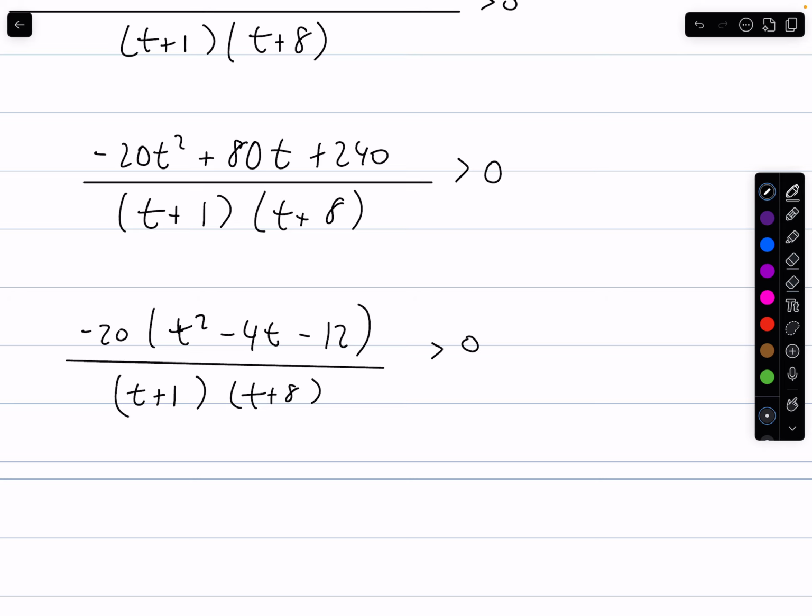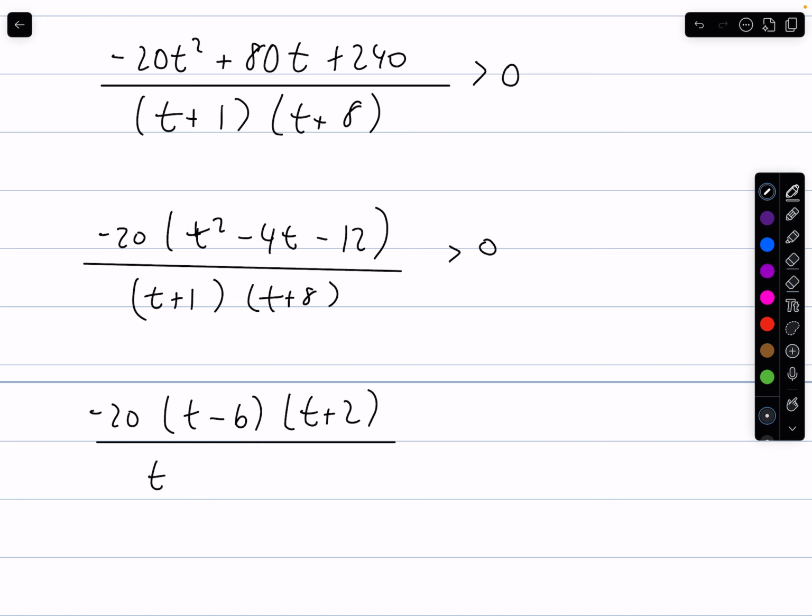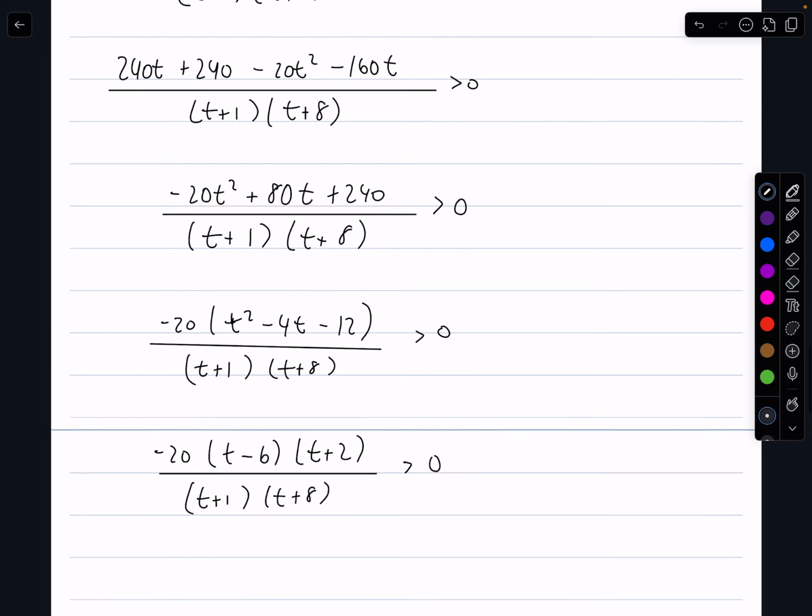And then from here, let's see, can we do some factoring? Yes, we can. So I can factor the top to be t minus 6, t plus 2 over t plus 1, t plus 8, greater than 0. Let's see if that's correct. Okay, now that we have this, we can do some other cool stuff.